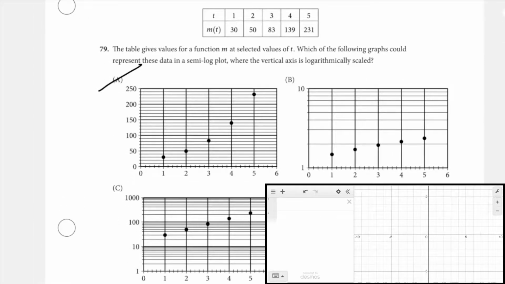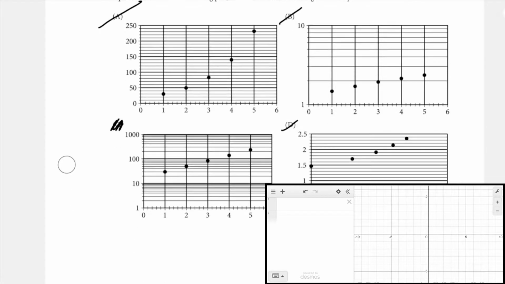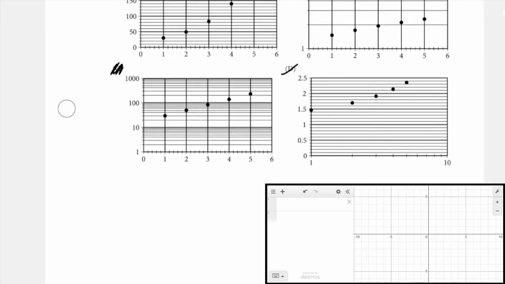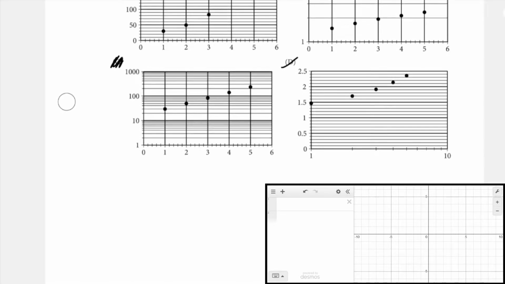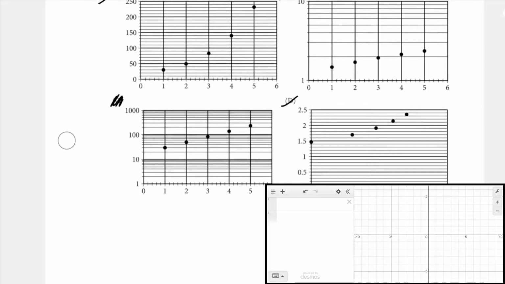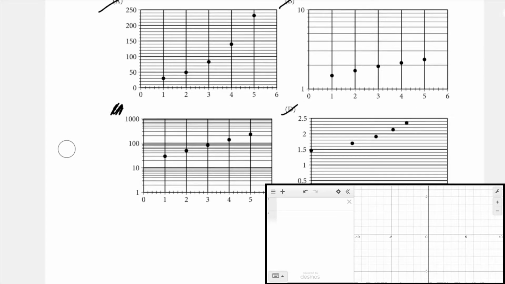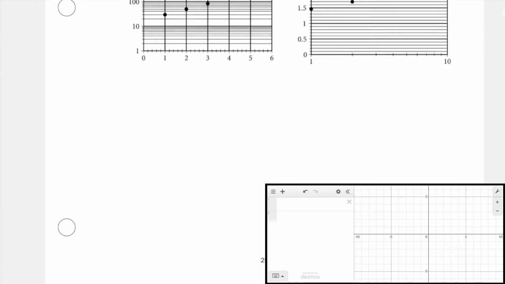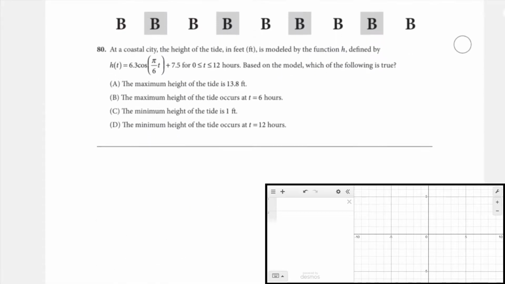Okay, this one's not logarithmically scaled either, and I am getting output values of m of t that are much greater than 10, so I'm going to eliminate that one as well. This one was pretty easy. Oh, whoops, you couldn't even see the bottom one because I still had the calculator going, but notice that it's not actually logarithmically scaled on A and D. We just had the weights of the lines be the same as they would be on a semi-log plot. That was an interesting trick.